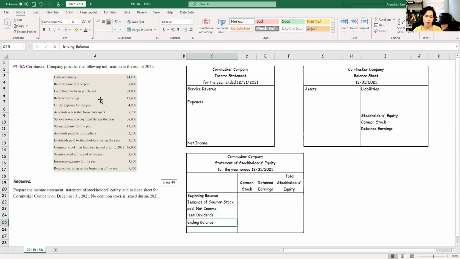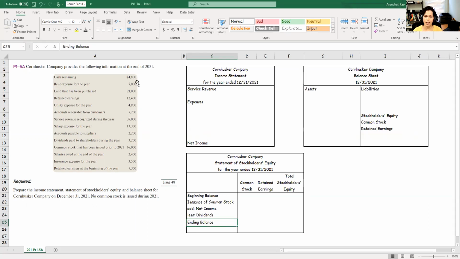So let's start reading the problem and see how we're going to deal with this. There are two ways in which you can do this. As you read the accounts over here, identify which statement it goes to, and you can put it directly. Or you can write down each of these, what they are, and then you can find all the revenues, all the expenses, and you can list them there. So I'm just going to first read through the account names and try and identify what they are.